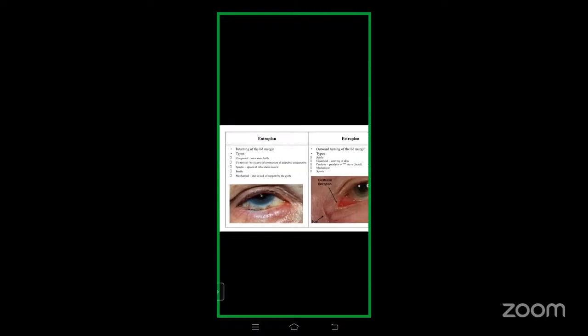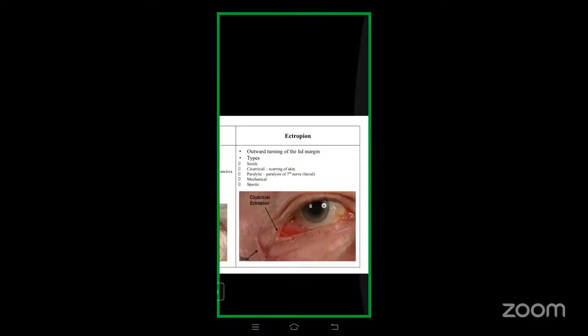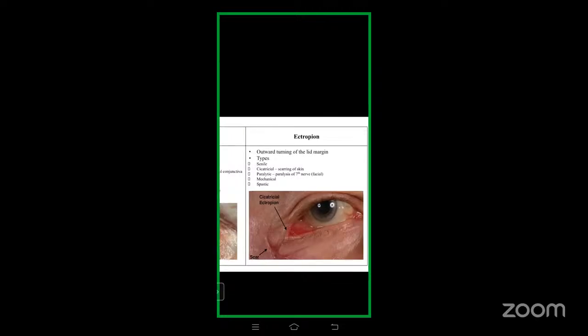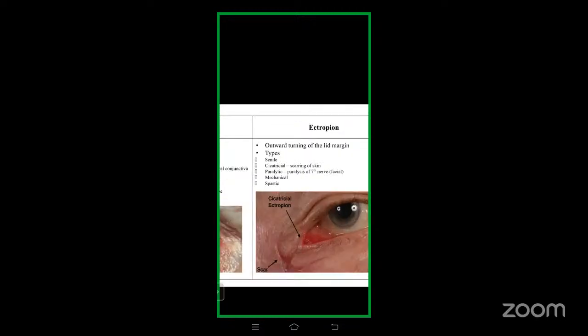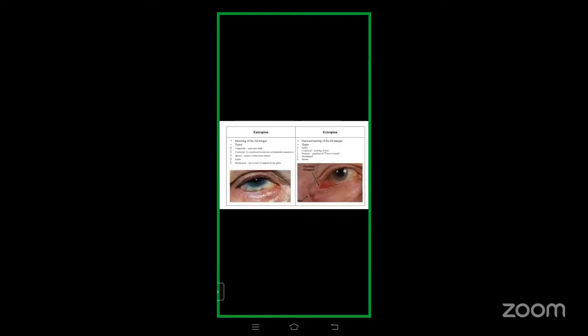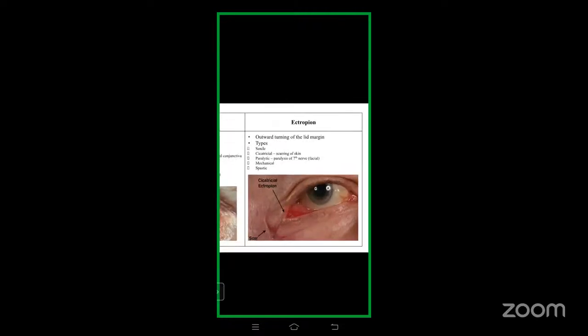And ectropion. This is also similar to entropion. In this, the paralytic ectropion is due to paralysis of the seventh nerve, which is the facial nerve. So the picture I have shown in this ectropion is cicatricial ectropion. Here there is a scar near the lid margin, so it is pulling the lid downwards.